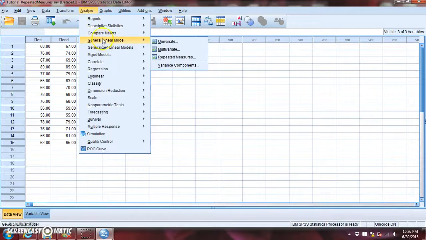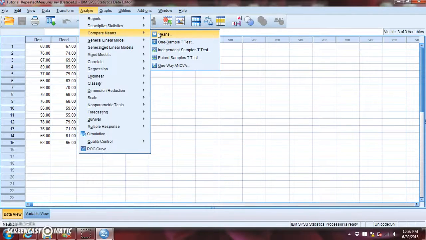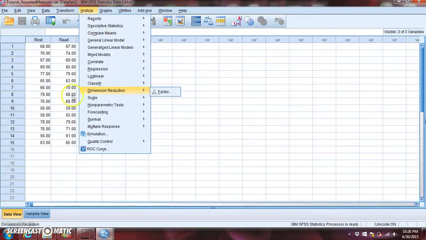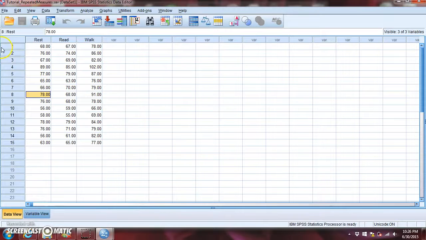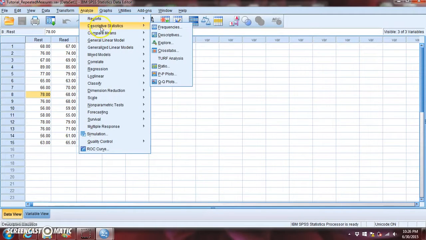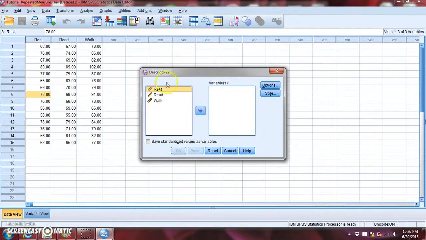So if we go to Analyze and we go to Compare Means and we go to Means, now we've done this before, and actually I started to go down the wrong path there. That's not what we're going to do. We have gone to Compare Means and clicked on Means before. That works when you're comparing the means of 3 separate groups, but I caught myself there because now we don't have 3 separate groups. We have really 1 group but 3 separate variables. So in that case, we want to go to Analyze, Descriptive Statistics, and then Descriptives. So we will go there.